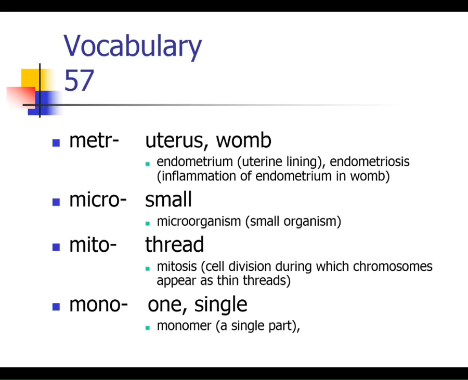Micro is small. Remember mitosis? Mito? When scientists first looked under the microscope and they saw cells dividing, they didn't know what they were looking at, but what they saw were thread-like structures in mitosis. We now know that those threads are chromosomes, but they didn't know what these were. So from the Greek, mitosis is referring to the thread-like structures. And then mono meaning one or single.